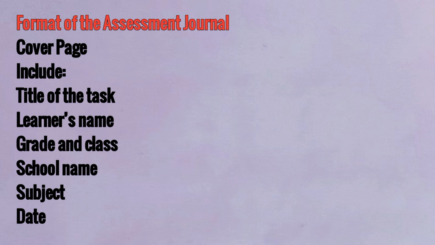First, you are going to have a cover page, as you can see I have displayed there. On the cover page you are going to include the title of the task. You will indicate the learner's name, which grade, school name, the subject that is integrated science, then the date. Those are some of the contents that you are going to include on your cover page, the outer page.